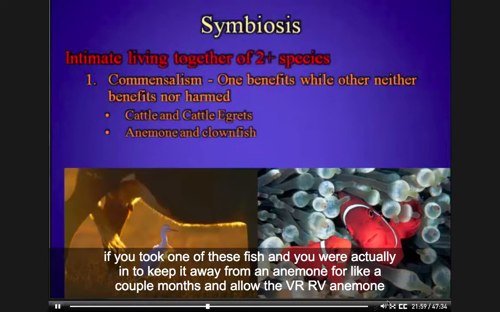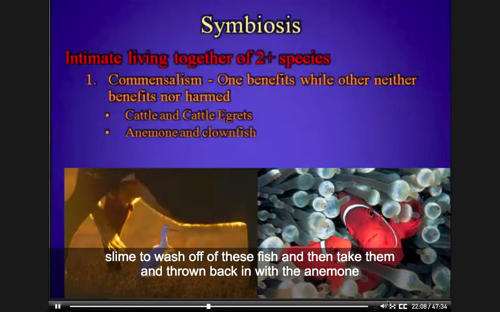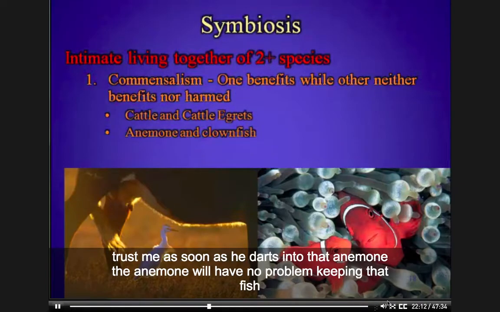If you took one of these fish and kept it away from an anemone for a couple of months and allowed the anemone slime to wash off of the fish, and then threw him back in with the anemone, trust me, as soon as he darts into that anemone, the anemone will have no problem eating that fish.